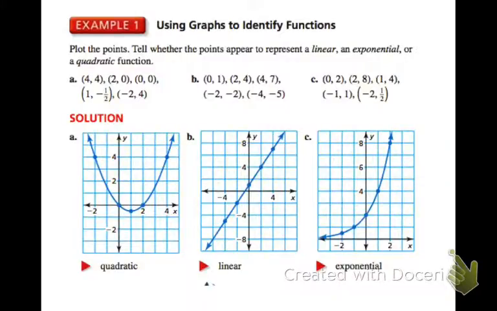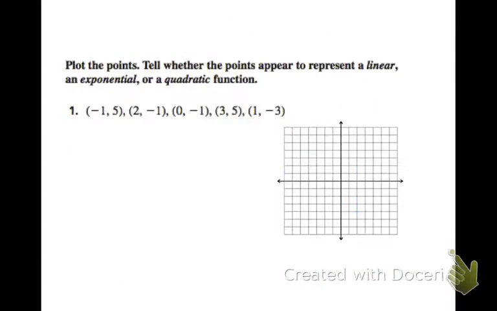In our first example, plot the points, then tell whether the points appear to represent a linear, an exponential, or a quadratic function. So the solution's obviously right in front of you, and this is right out of your textbook. If you plot the points for A, you can see that it forms the parabola and is quadratic. For B, it is a straight line, so it's linear. And C is exponential. So remember about C, it approaches the x-axis, but it will never cross it. So we're going to work through a couple of these.